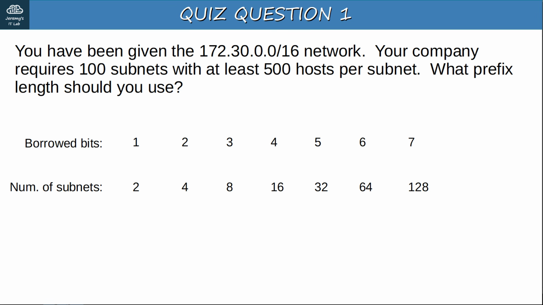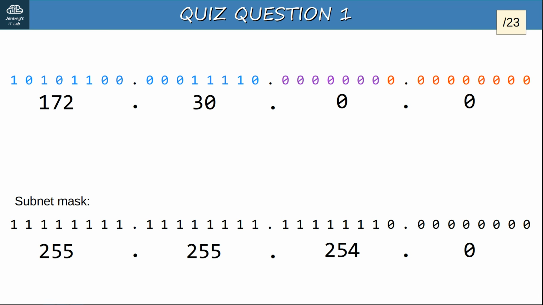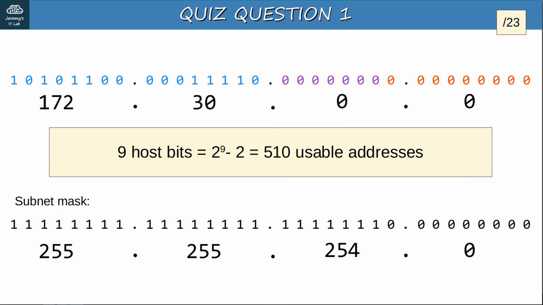Does that leave enough host bits for at least 500 hosts? Let's check. Borrowing 7 bits means we will use a /23 prefix length, which leaves 9 host bits. Once more, the red bits are the host bits. 9 host bits allows 510 usable addresses, which is enough for the 500 we need. So, that's the answer to question 1. The prefix length will be /23.